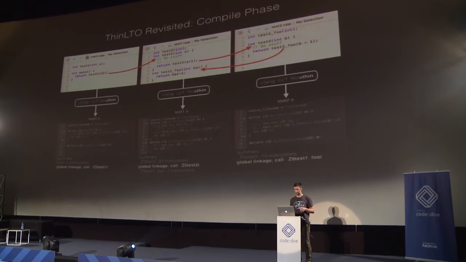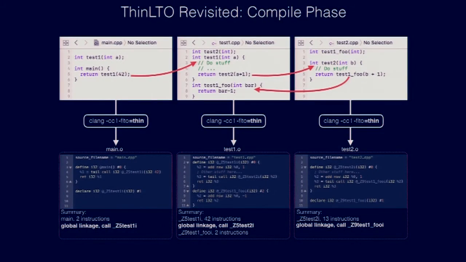So we would have this small summary, and in the summary there will be very little info: for each function, what are the functions that it calls and what's the size of the function. And with PGO there will also be the hotness of the call sites, etc.